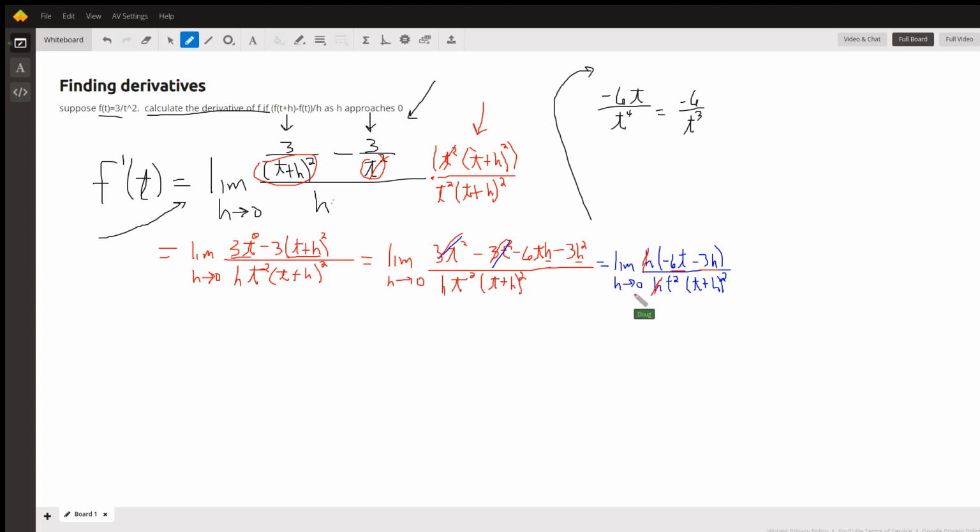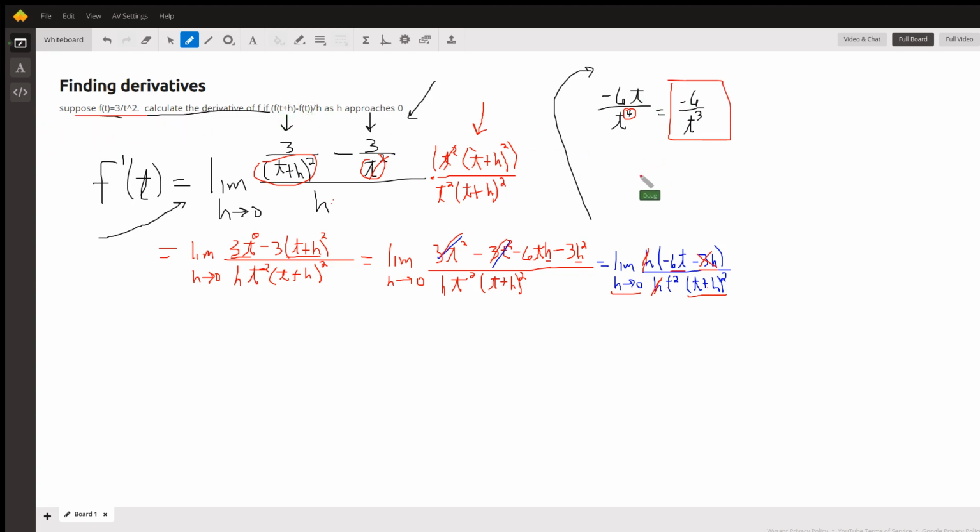Now when you try direct substitution for h equals 0, we don't get 0 over 0. Well, this term becomes 0 as h gets close to 0, so we get a minus 6t in the numerator. This factor in the denominator becomes t squared, so we get t squared times t squared, which is t to the 4th. Finally, one factor of t cancels out. There's the derivative of the original function.